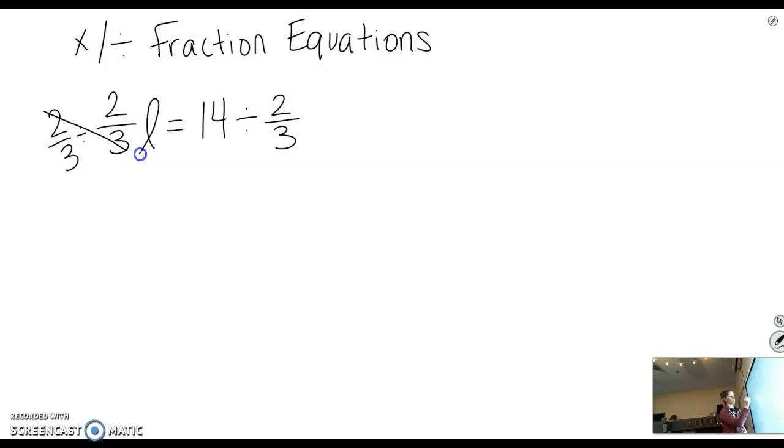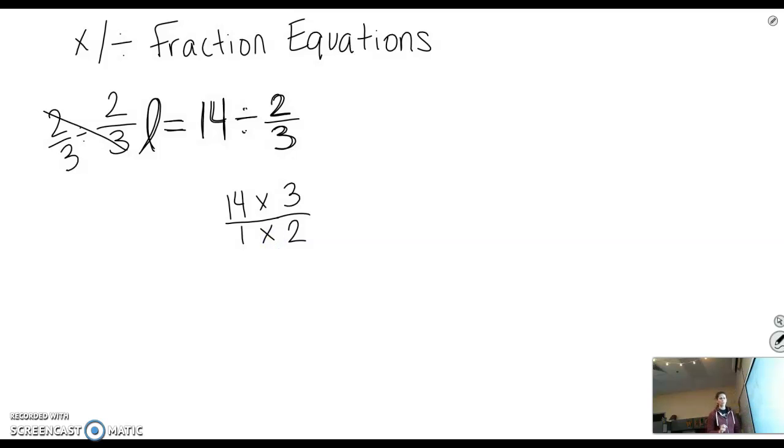So now I have L equals 14 divided by 2/3. Okay. So in order to do 14 divided by 2/3, I have to find the reciprocal of 2/3. Go ahead and jot down the reciprocal of 2/3. That's right. It is 3/2. And now I just multiply across. This is over a 1. Remember, whole numbers are over a 1.